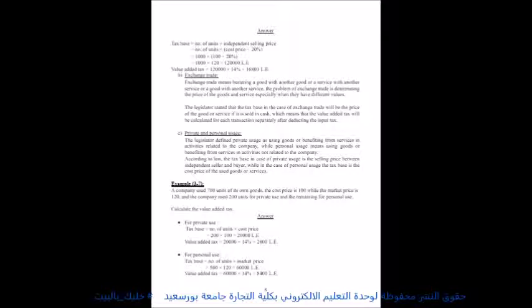According to the given, the independent selling price is the cost plus 20%. The cost is 100 Egyptian pounds plus 20%, so the market price is 120. So 1,000 units multiplied by 120, the total sales is 120,000. Multiply by 14% will give me 16,800.